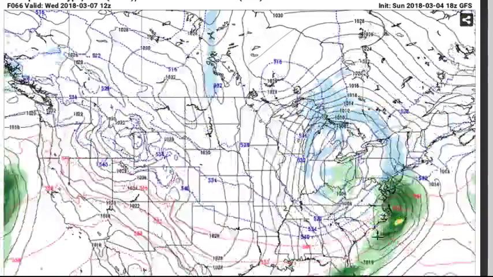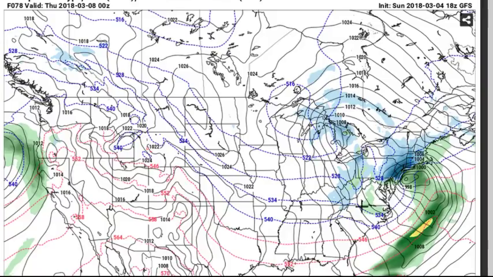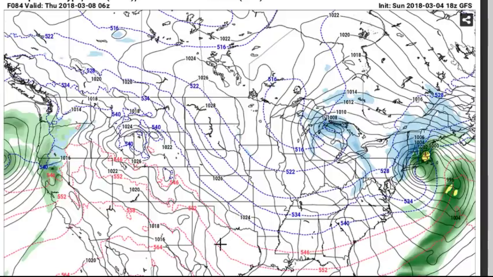and then we see the southern part of the system moving up the east coast. There it is on Wednesday. So a little bit of rain and maybe a bit of snow there in upstate New York. And then after that, kind of a quiet pattern, just high pressure building in.